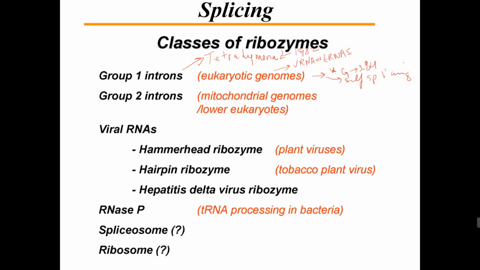The group 2 introns are mostly discovered in mitochondrial genomes and the mRNA that we see in these genomes. The key difference here is that instead of using the 3' hydroxyl from the G cofactor, they use the 2' hydroxyl from the adenylate that's found within the intron.